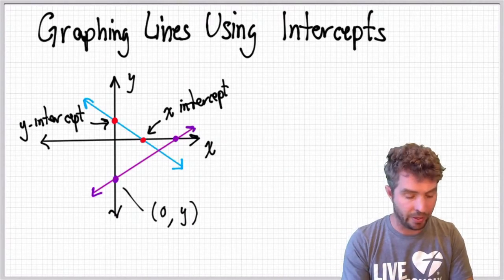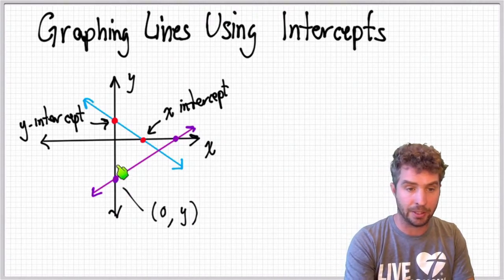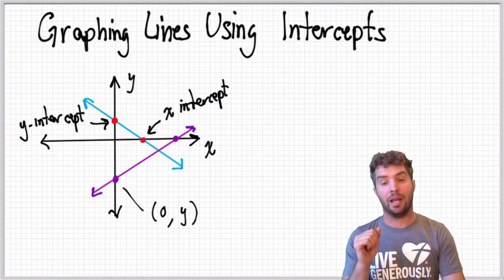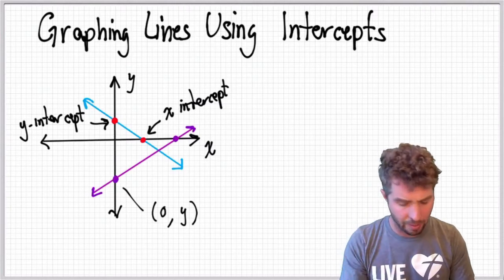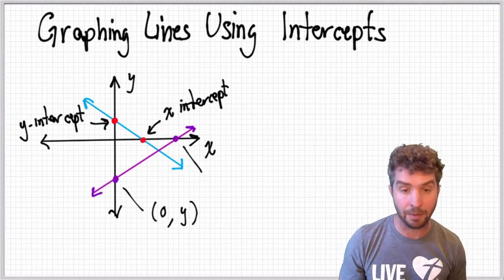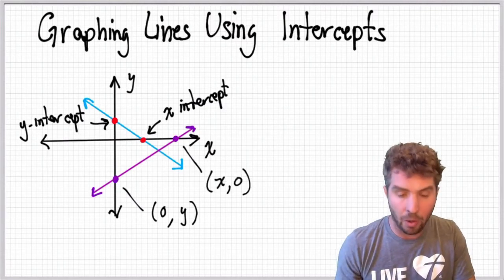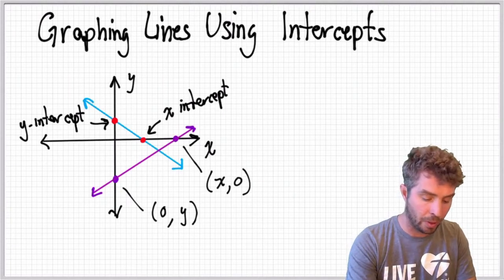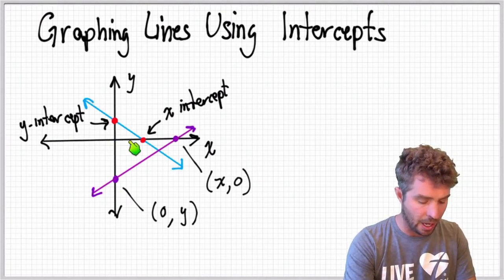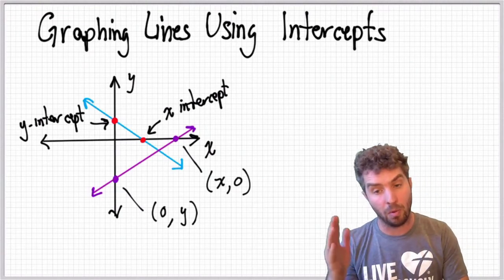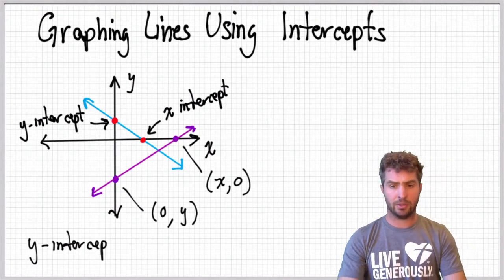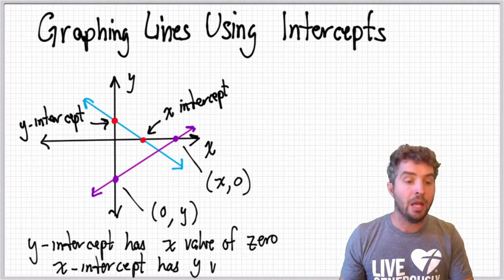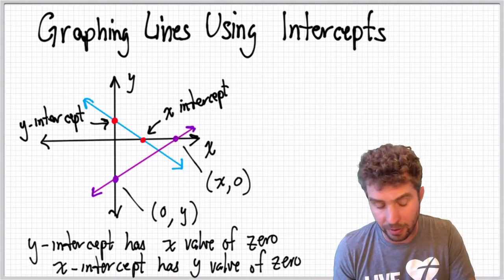But there's only one x value that can ever be there for the y-intercept, because that y-axis always lines up with 0 on the x-axis. Okay, so keep that in mind for a minute. And similarly, the x-intercept always has a 0 for the y-coordinate, because no matter where we are along the x-axis, it's always going to line up with 0 on the y-axis. Okay, so we'll write those two things out, those things that we need to remember. The y-intercept has an x value of 0. The x-intercept has a y value of 0.